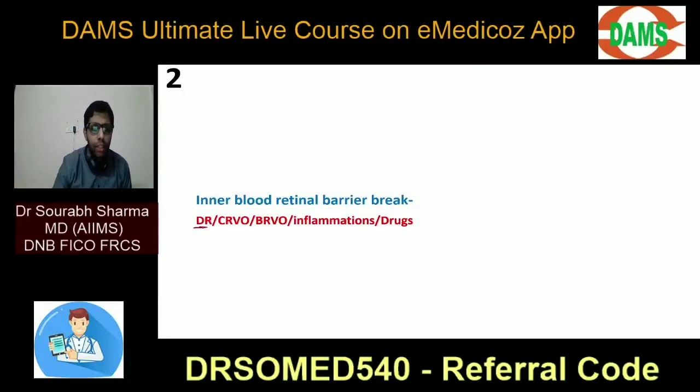DR means diabetic retinopathy, CRVO, central retinal and branch retinal vein occlusion, inflammation like uveitis, many drugs came in the last NEET exam. So many conditions are causing inner barrier break. My question: when there is an inner barrier break, what will happen?